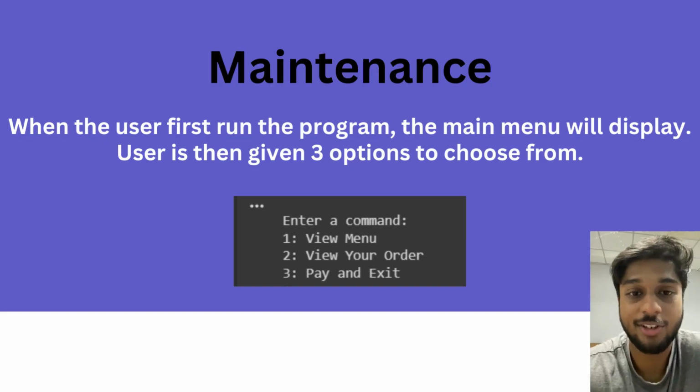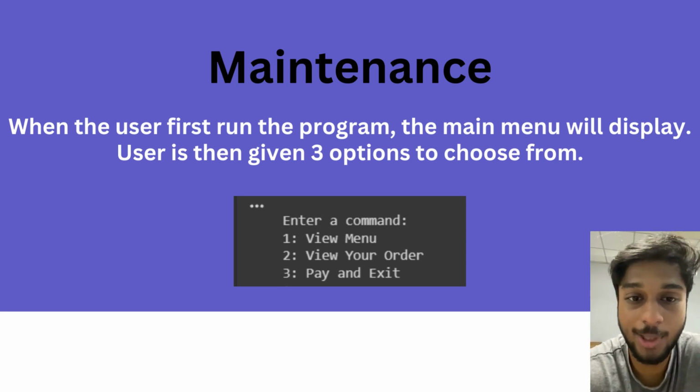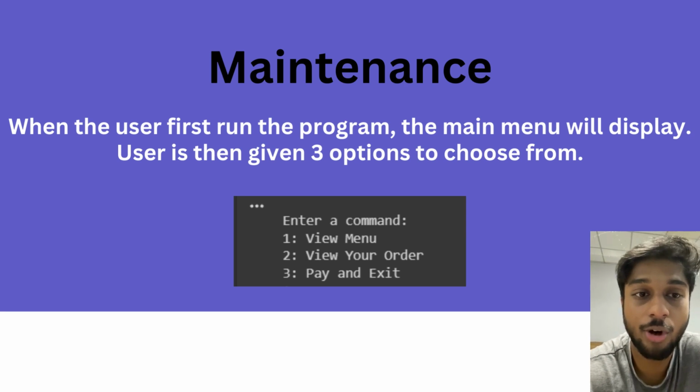Hello everyone, my name is Ishari Kunalan, and today I'll be talking about the maintenance part of this program, basically how the program works. When the user first runs the program, the main menu will display. In the main menu, the user will be given 3 options to choose from, which are View Menu, View Your Order, or Pay and Exit.